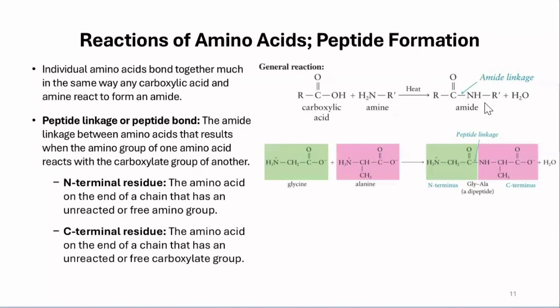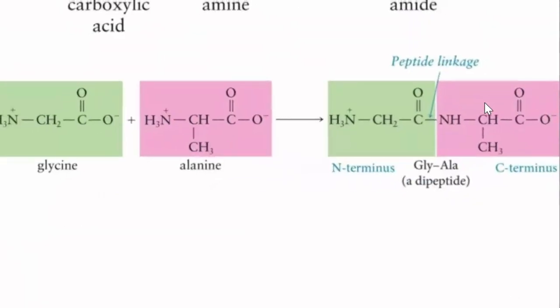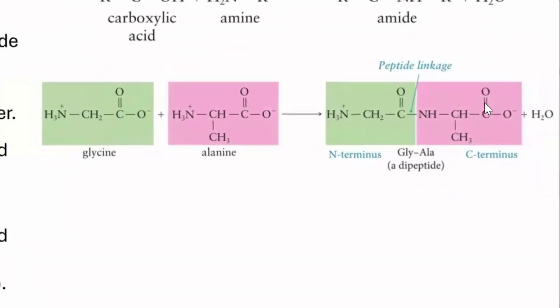When it comes to amino acids forming this amide bond, you may recall that this reaction is called amidation. This is actually called a peptide linkage, or in other words, a peptide bond. When we have individual amino acids, I'm going to zoom in on the reaction of two amino acids. Let's say that we are going to combine a glycine amino acid with an alanine amino acid.